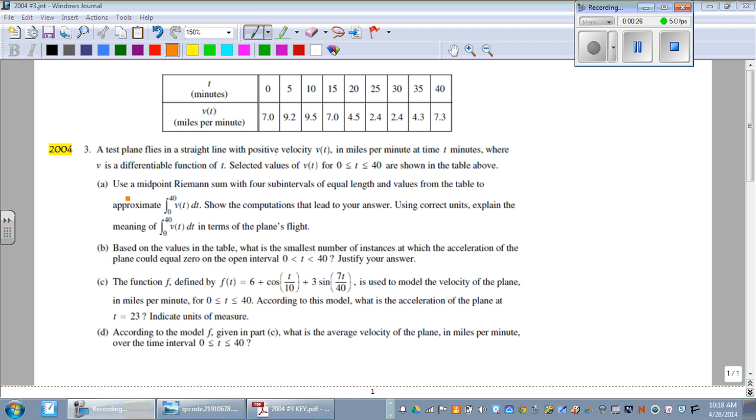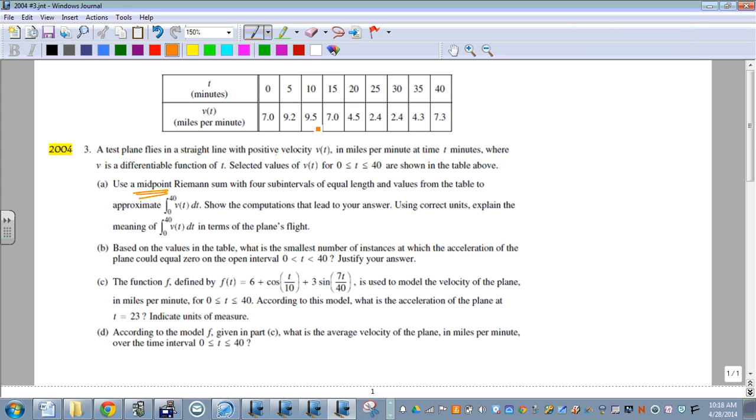Part A asks us to use a midpoint Riemann sum. So like I told you before, with a table, you're almost guaranteed to end up with a Riemann sum or trapezoidal approximation. So a midpoint Riemann sum with 4 subintervals of equal length, and using the values from the table to approximate the area under the curve from 0 to 40 of v of t dt, or the definite integral from 0 to 40. Using correct units, explain the meaning of this.